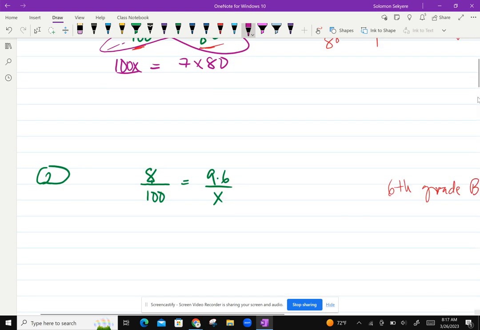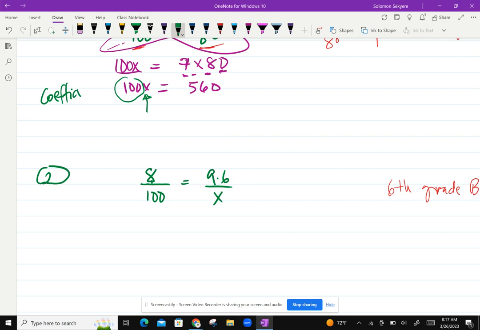And you know how to multiply a number by ending zeros, right? So basically, it's 7 times 8 you're looking at. 7 times 8 is 56. You add a 0, becomes 560. 100x equals 560. How do we find our variable? What do you call this number? Do you remember? Coefficient, right? Coefficient of the variable. So we divide both sides by the coefficient of the variable.